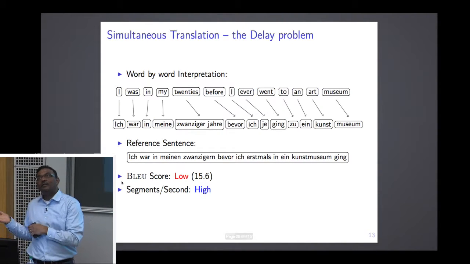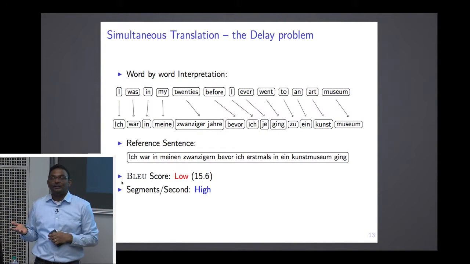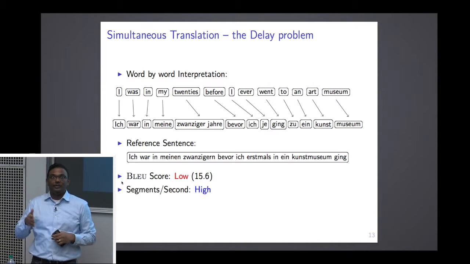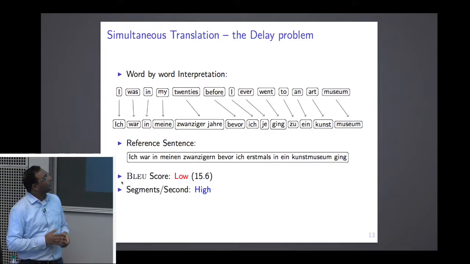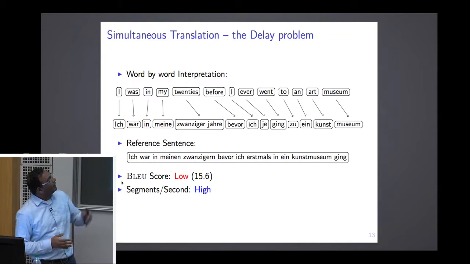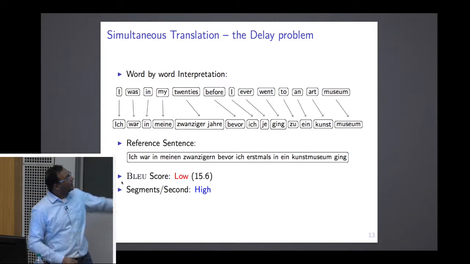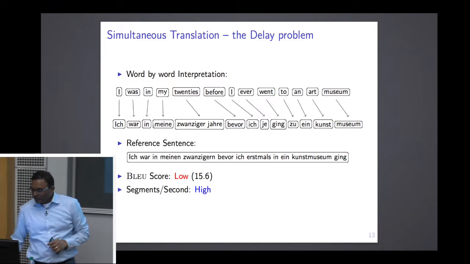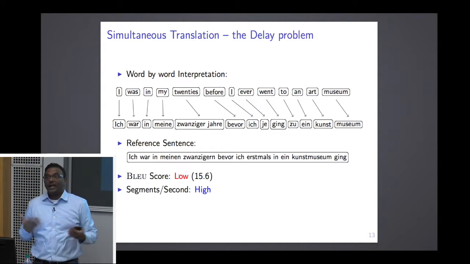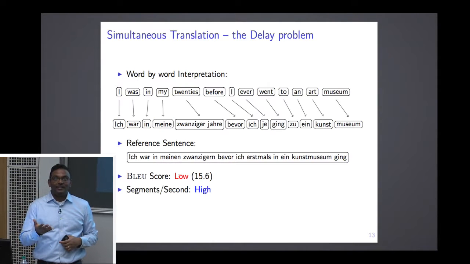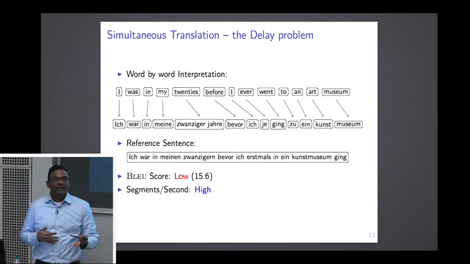The other extreme is to just do word by word. So you see a word, you translate it. You see another word, you translate it. And this will result in a translation that's not very good. So the BLEU score here is miserable, but it's fast because every word you listen to, you're getting a translation right away, right?